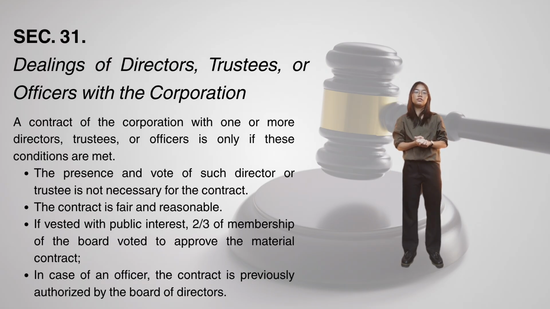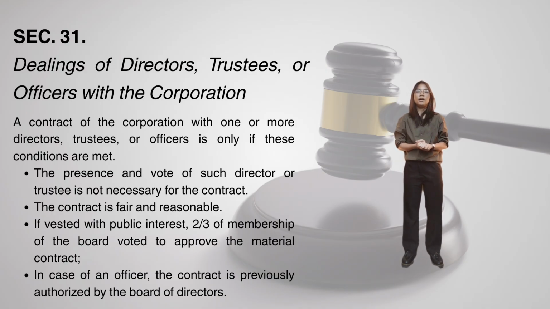Dealings of directors, trustees, or officers with the corporation. This section ensures fairness when a corporation enters into a contract with its own directors, trustees, or officers. Such contracts are only valid if the following conditions are met. The director's presence or vote was not necessary for approval, the contract is fair and reasonable, if the corporation is vested with public interest, 2/3 of the board members must approve the contract, and lastly, if the contract involves an officer, it must be pre-authorized by the board.